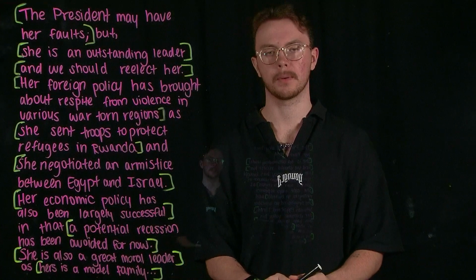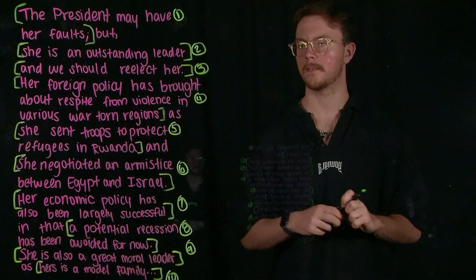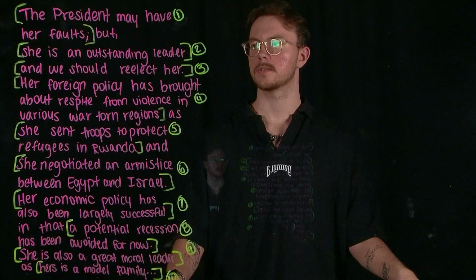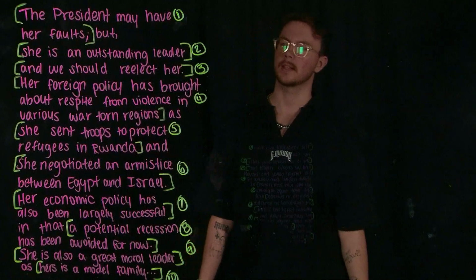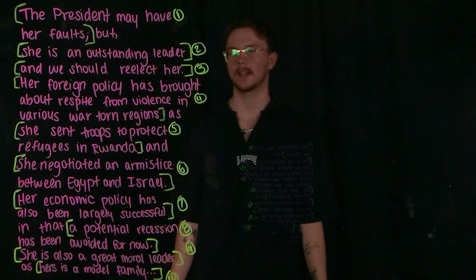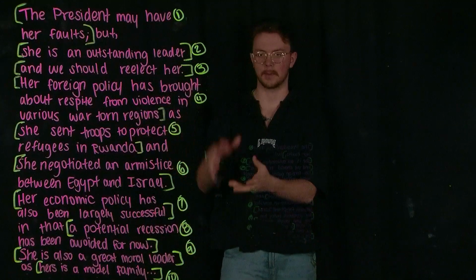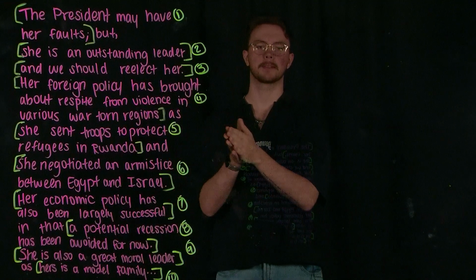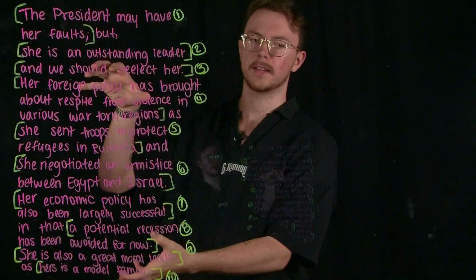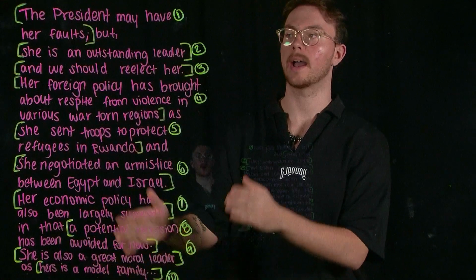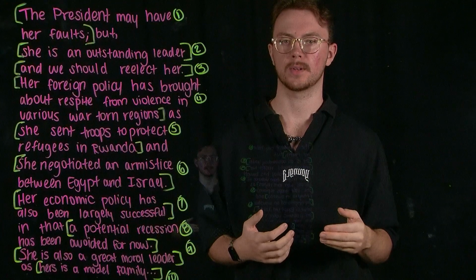What was the next thing I said we do? I said we number all of these things. 10 claims is enough to make a super complicated map. So this is an argument. The president may have her faults, but she is an outstanding leader and we should re-elect her. Her foreign policy has brought about respite from violence in various war-torn regions as she's in blah, blah, blah, blah. What is the thing this person believes? She's an outstanding leader and we should re-elect her. All of this are just the reasons why she's an outstanding leader and we should re-elect her, right?